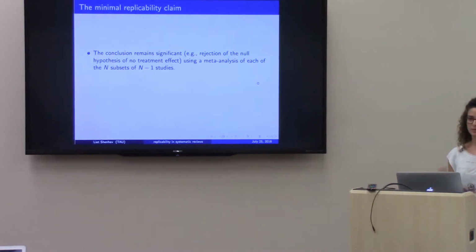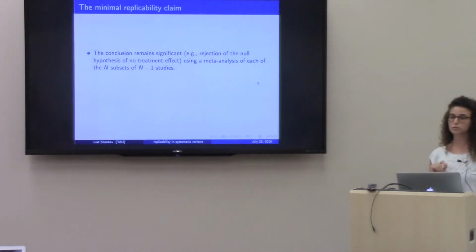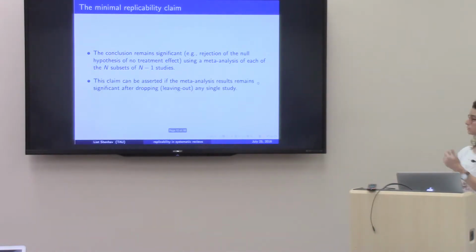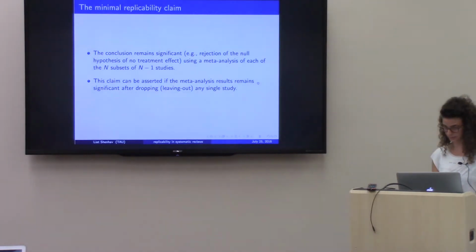What is the replicability claim in this framework of meta-analysis? The replicability claim is actually that the conclusion remains significant, meaning we're still rejecting the null hypothesis of no treatment effect, but now we're not using all n studies, we're using the n subsets of n minus 1 studies. And this claim can be asserted if the meta-analysis of each of these n minus 1 studies is significant. If we drop out every single study and the n minus 1 meta-analysis is still significant, it means that we have an effect in at least 2 of the studies.